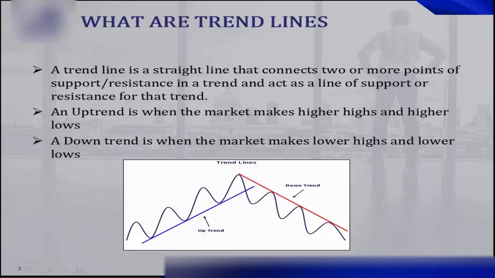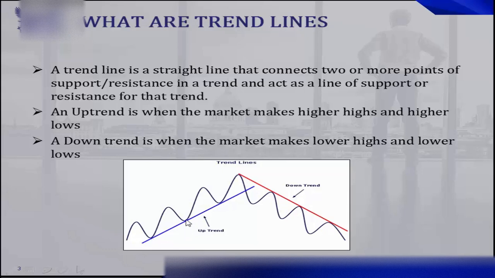So here we have two examples. Here we have an uptrend and here we have a downtrend. Okay, so you can see higher highs, higher lows. Okay, and here in the downtrend we have lower lows and lower highs. Okay, these are support, these are resistance. Okay, support, resistance. These highs, resistance, support, support.